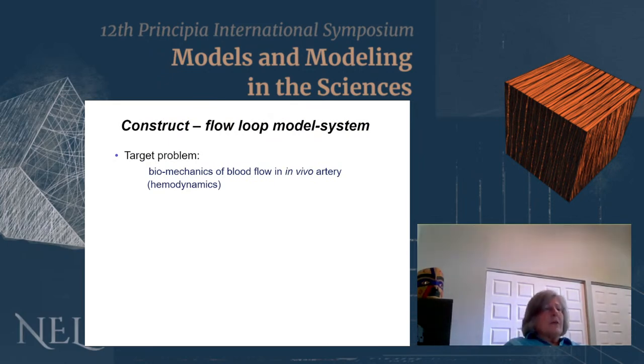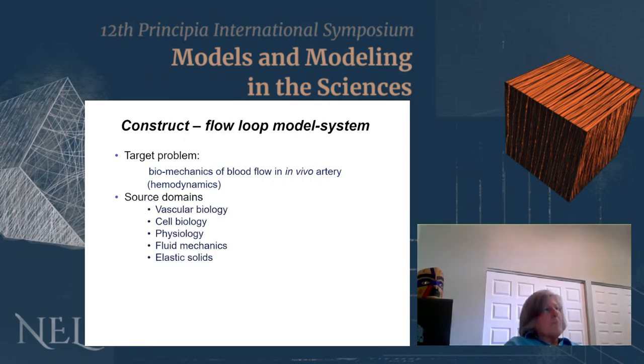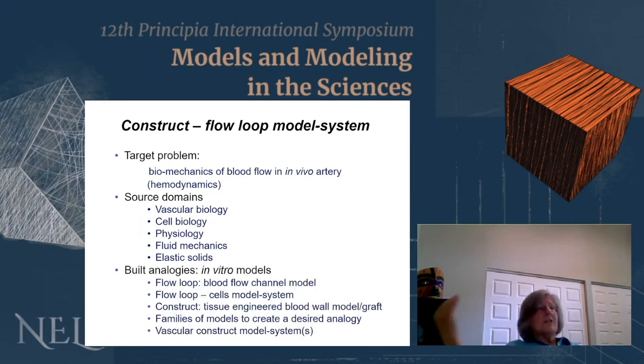So the target problem then is biomechanics of blood flow in an in vivo artery, or hemodynamics. The source domains that he has to draw from are, at the very least, vascular biology, cell biology, physiology, fluid mechanics, and elastic solids. And the built analogies that we'll go through very quickly one by one are the in vitro simulation models, that flow loop, the flow loop in cells model system, this construct, which is the blood vessel wall model, and the families of models that these create to create various desired analogies. They can be combined in different ways into what they call vascular construct model systems. So it's a whole family of model systems.